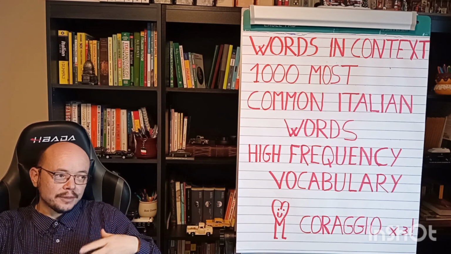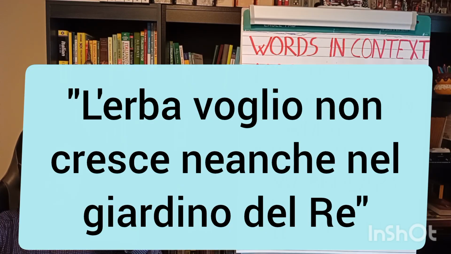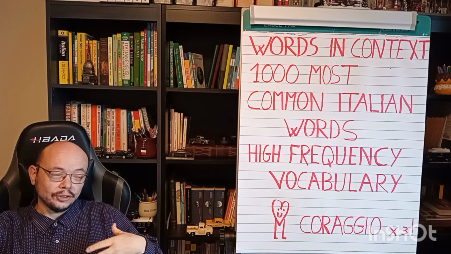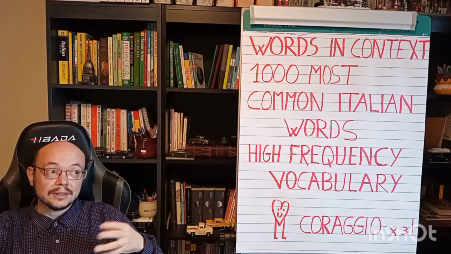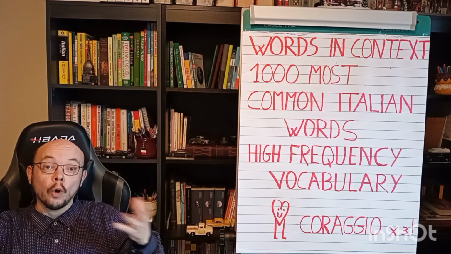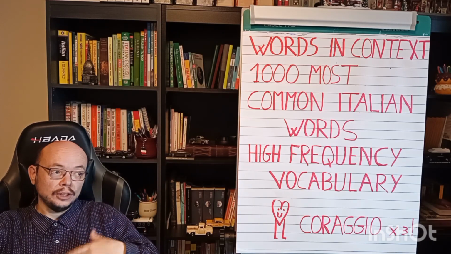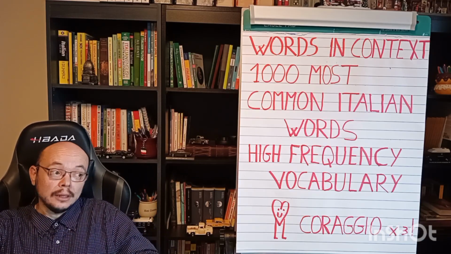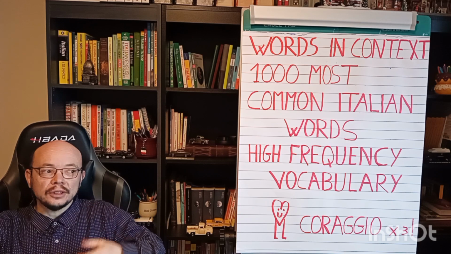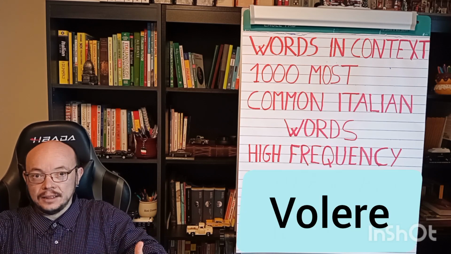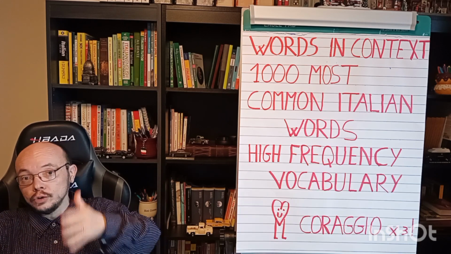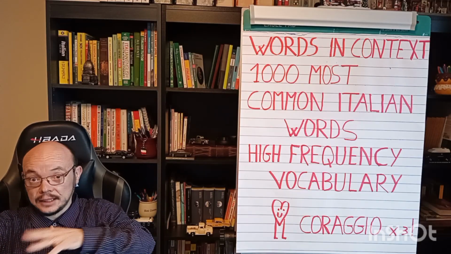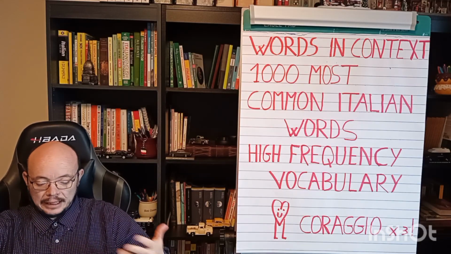There is a proverb that says that the herb to want doesn't even grow in the king's garden, meaning not even kings and queens should be allowed to say I want, but you need to be nice, so you need to say I would like, mi piacerebbe, vorrei, conditional, and not I want, io voglio. The verb is volere in the infinitive, and you conjugate it, io voglio, tu vuoi, lui vuole, noi vogliamo, eccetera, eccetera. Okay?